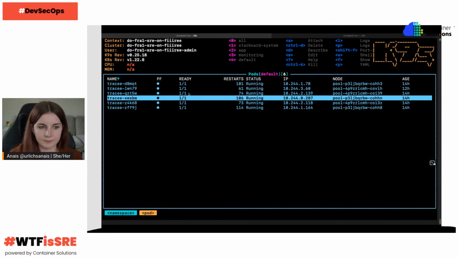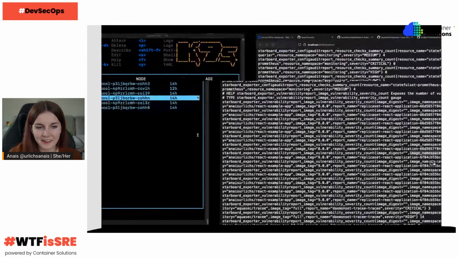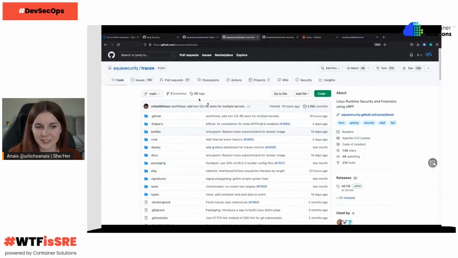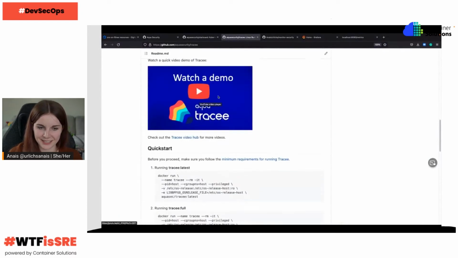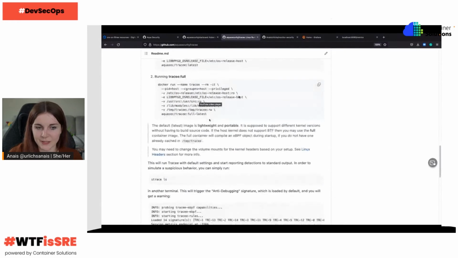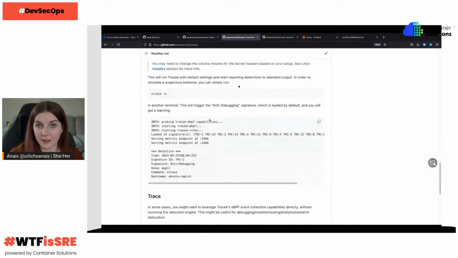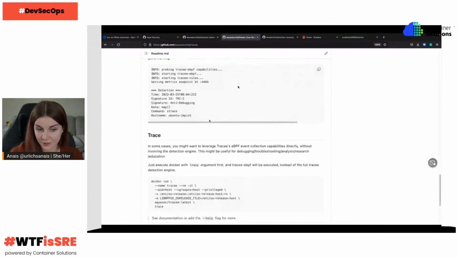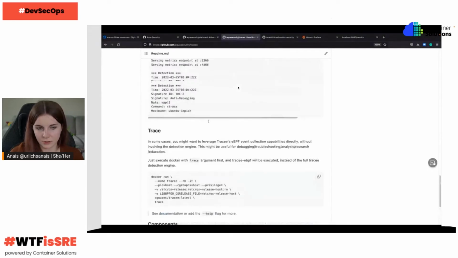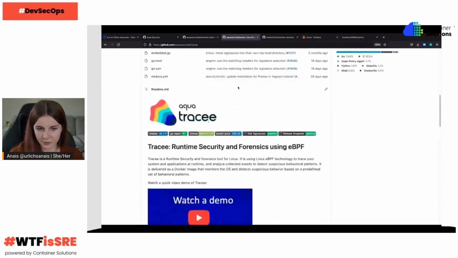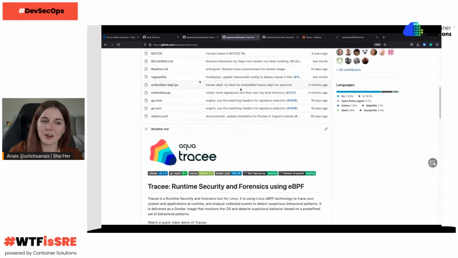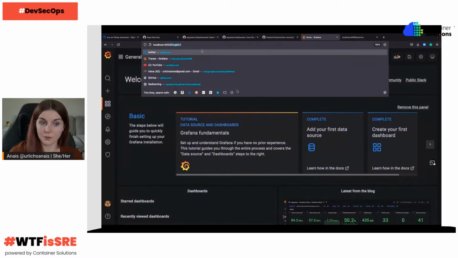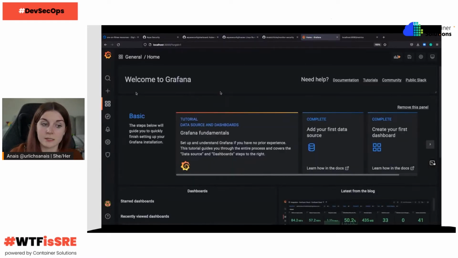From here, you can find Tracee on the GitHub repository. You can run it either directly as a container image on your local machine, ideally if you have Linux running, but you can also install it inside of your Kubernetes cluster ultimately. And then we want to go to Grafana and access our dashboards.